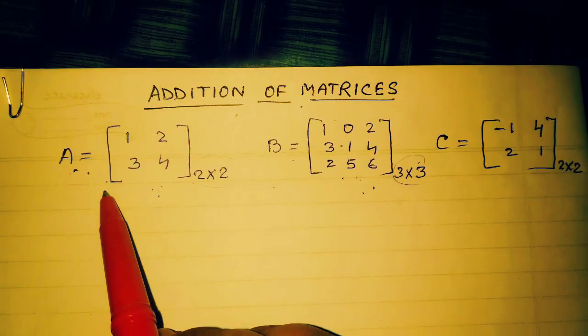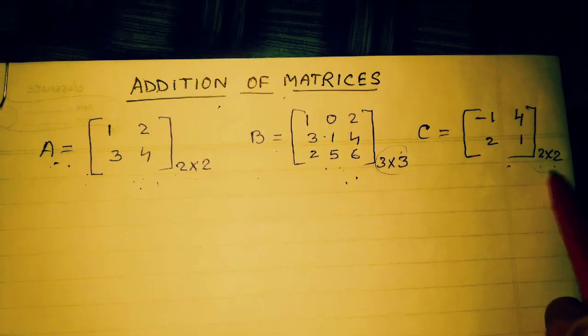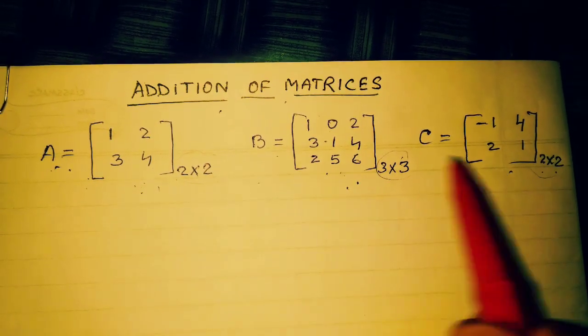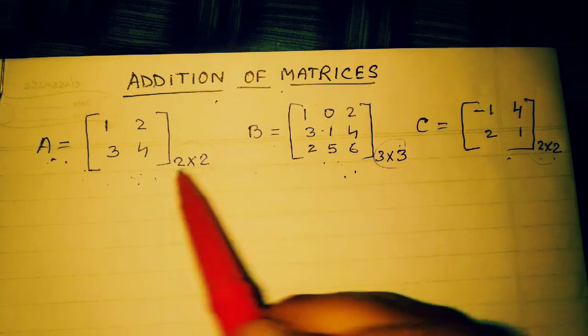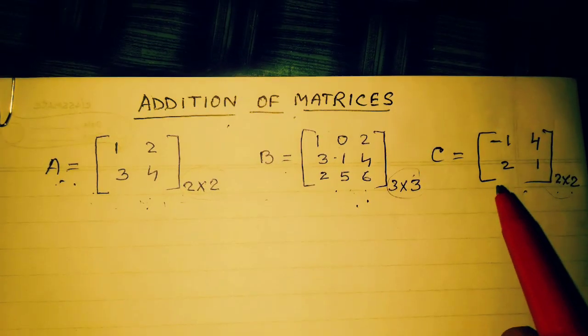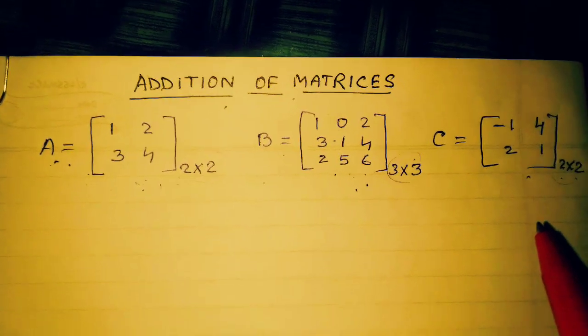But matrices A and C are possible to add, because both of their orders are the same. So it is possible to add A and C, but it is not possible to add A and B, or B and C. Clear, student? So matrix addition is defined only when their order is the same, only then is it possible to add.